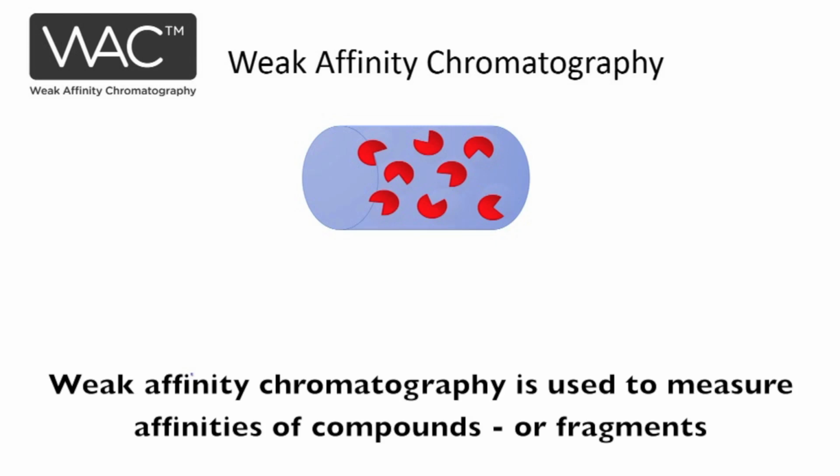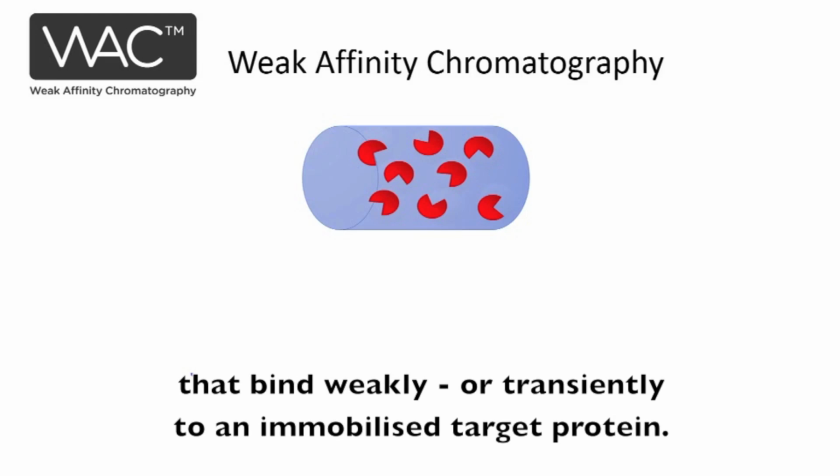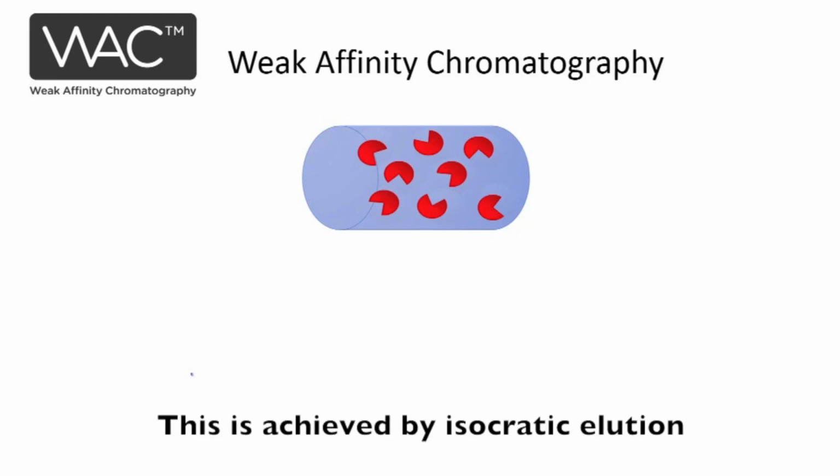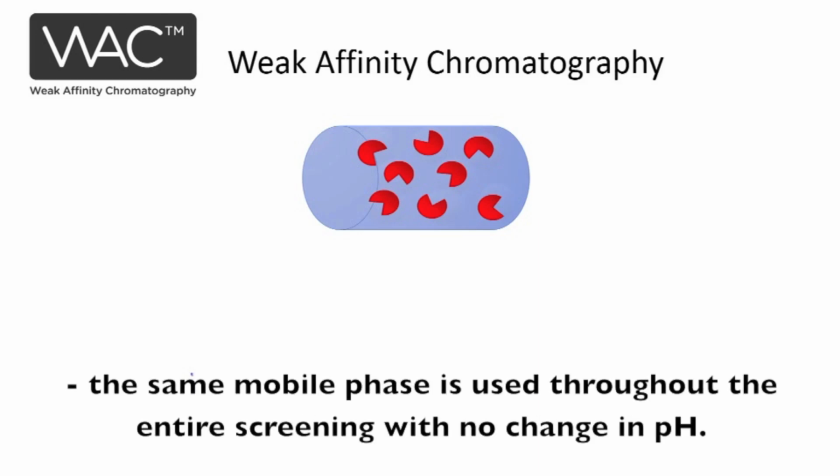Weak affinity chromatography is used to measure affinities of compounds or fragments that bind weakly or transiently to an immobilized target protein. This is achieved by isocratic elution, meaning the same mobile phase is used throughout the entire screening with no change in pH.